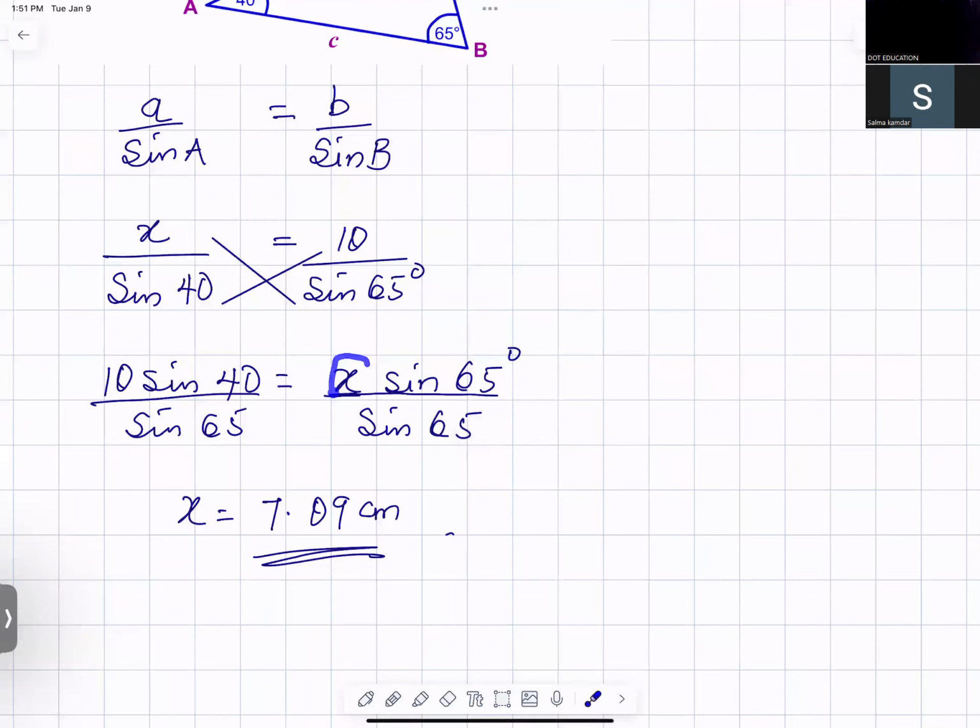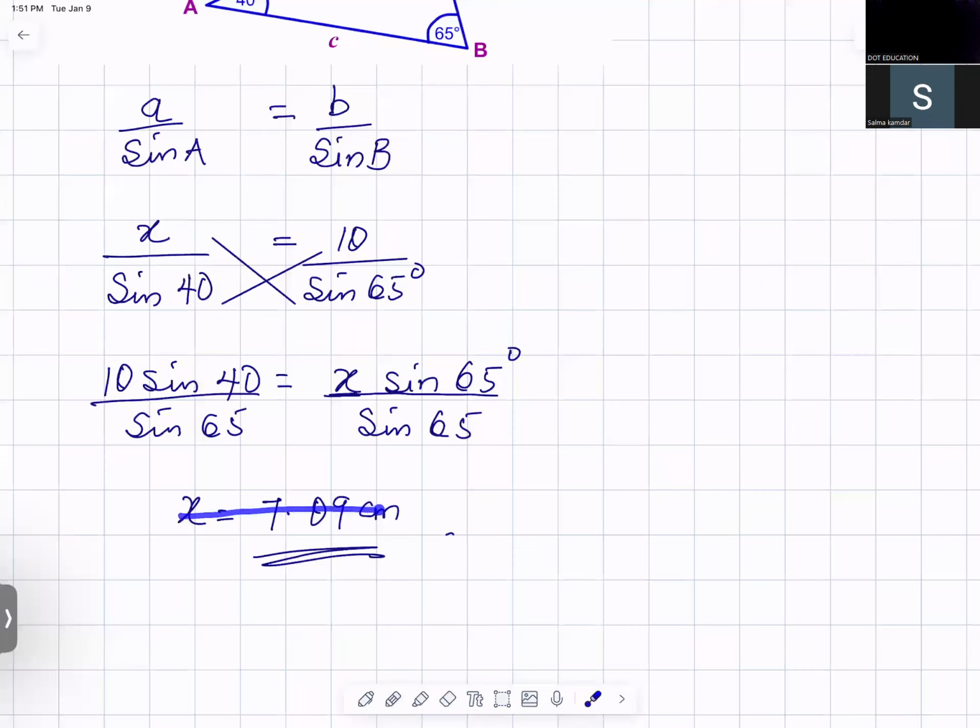Since I'm looking for the unknown value of x, I will divide both sides of my equation by sine 65 because I want x to be the subject of the formula. Then same thing I did here, I'll do it here. So I'm dividing 10 sine 40 by sine 65. So when you take your calculator, do 10 sine 40 first and divide by sine 65.